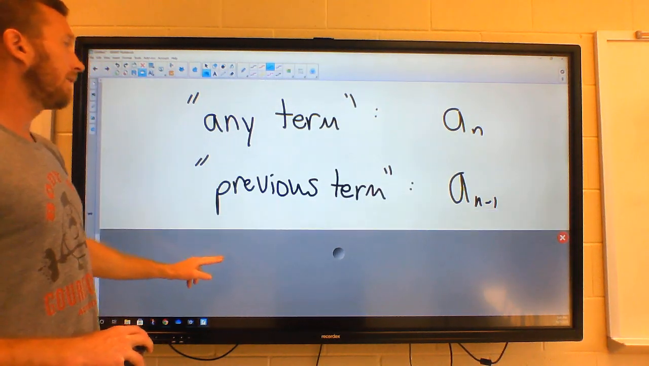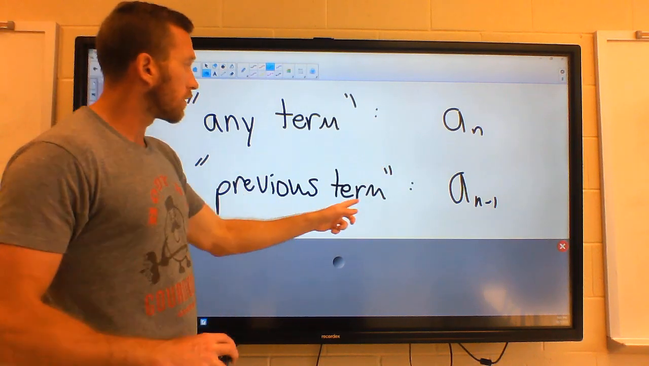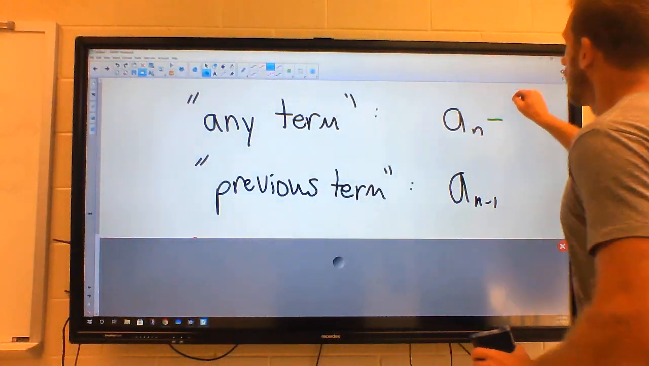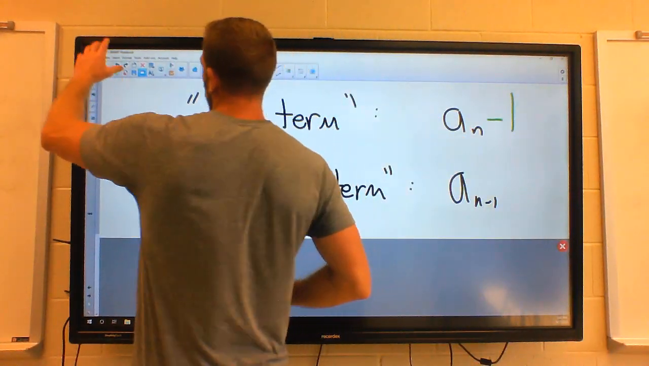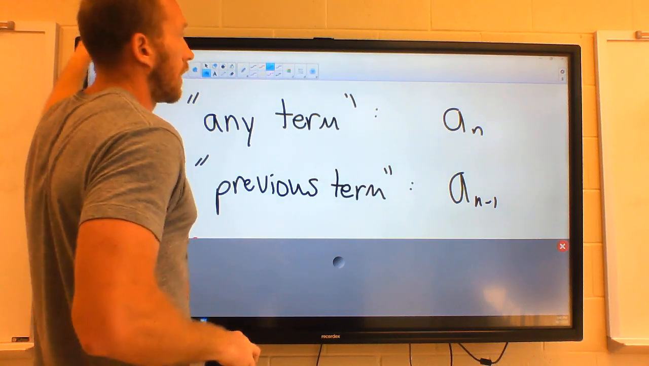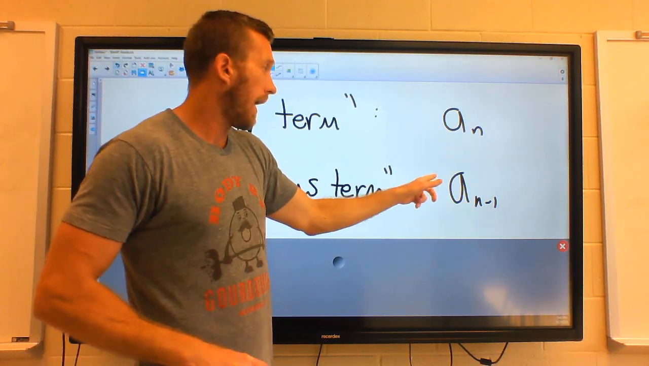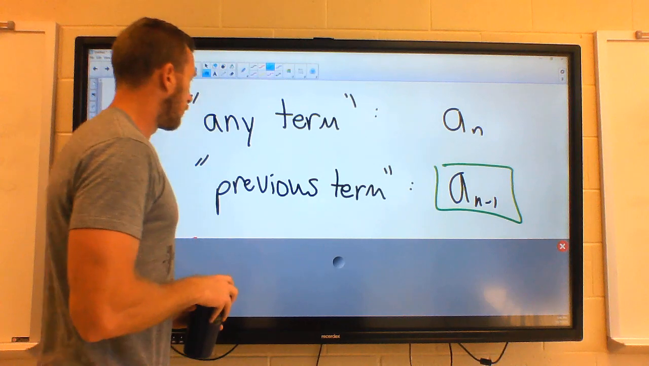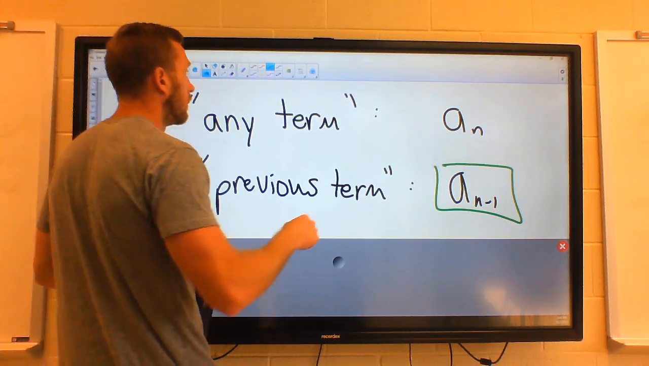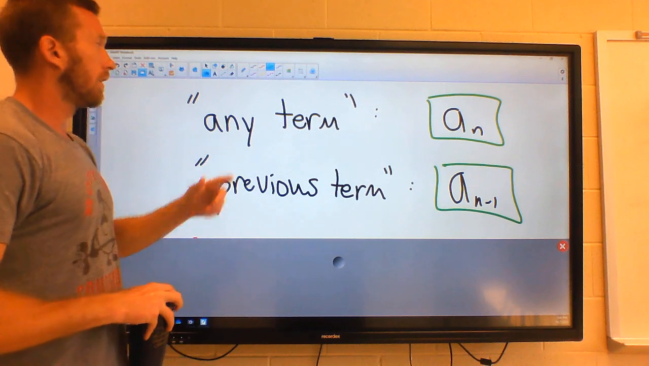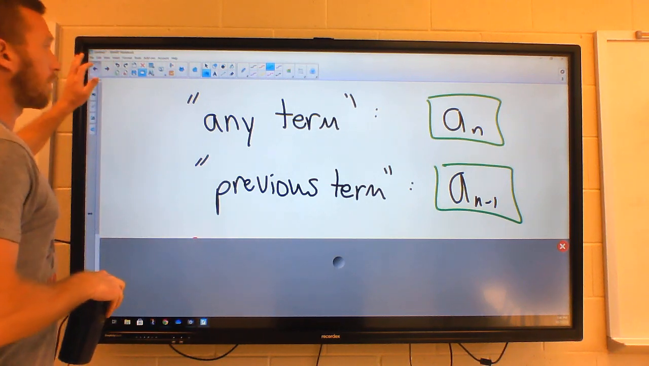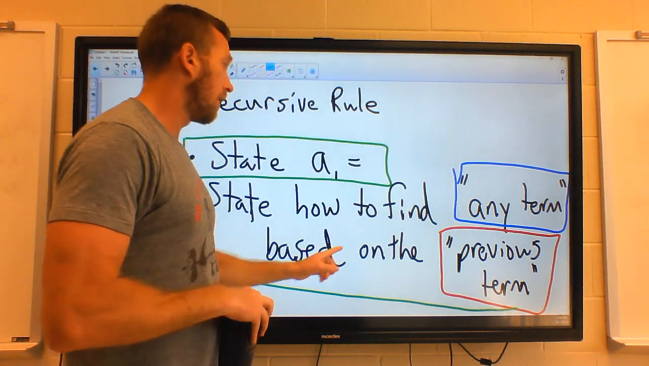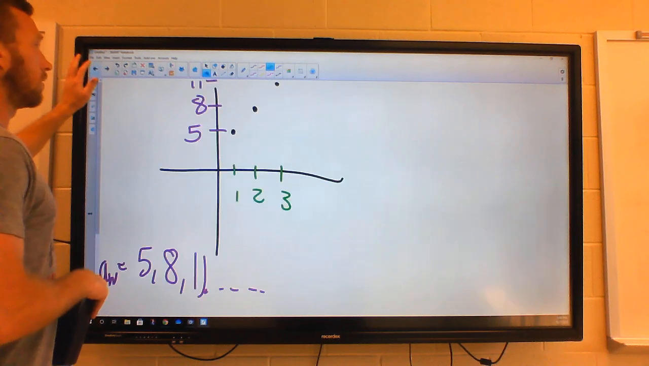Similarly, we can state what the previous term's name is, and the previous term is A subscript n minus 1. This is not A sub n and then minus 1 where the 1 is big. It's like a whole number. That's not what we're saying. We're saying the subscript is now n minus 1. So A subscript n minus 1. That symbol represents the words previous term. This symbol represents the words any term. And remember, we're trying to write something that tells us how to find any term based on the previous term. Well, look what we're doing.